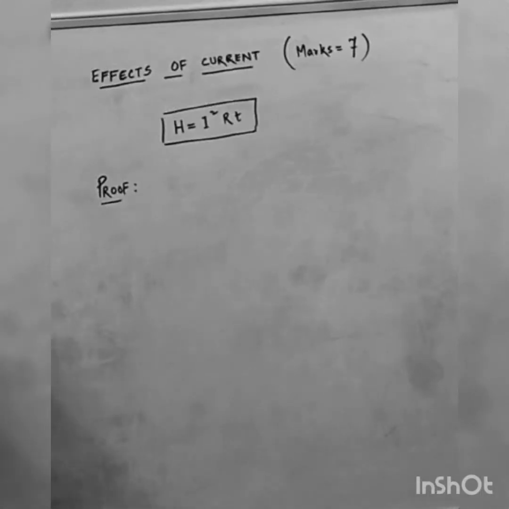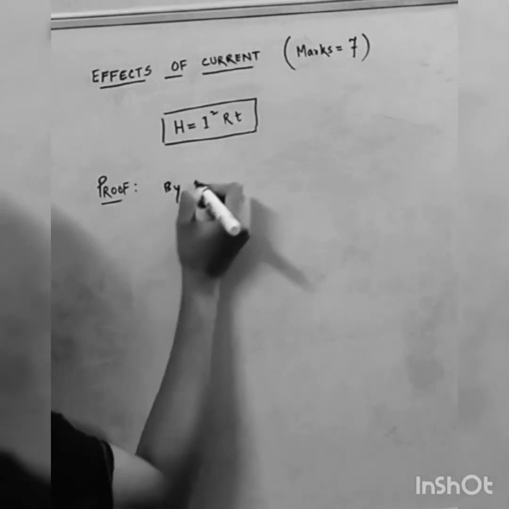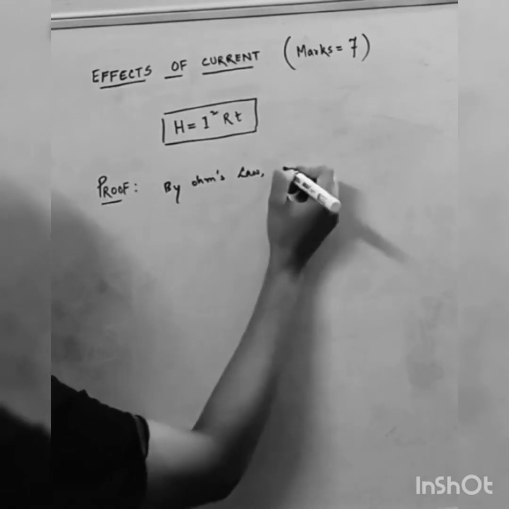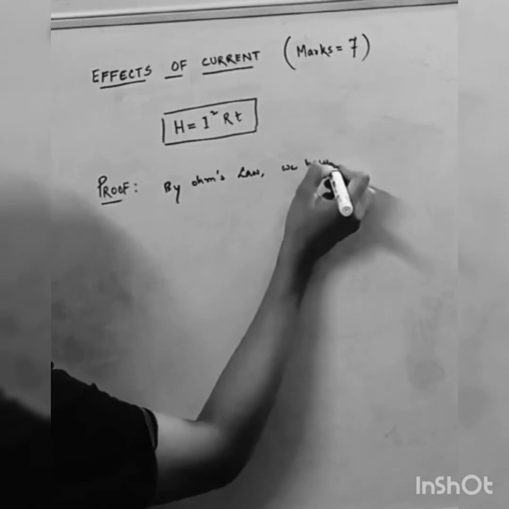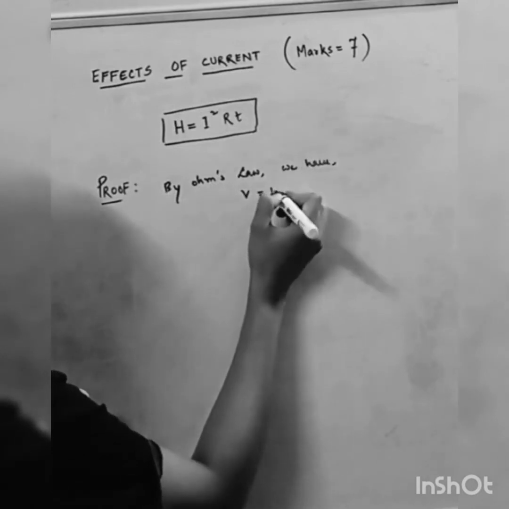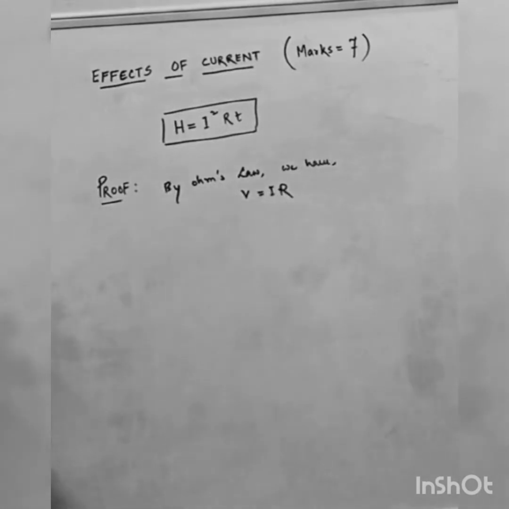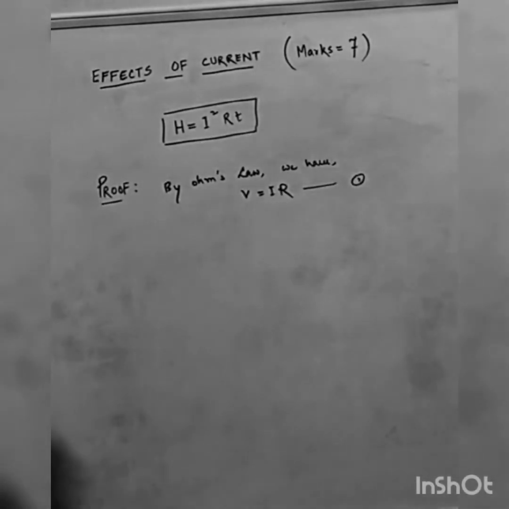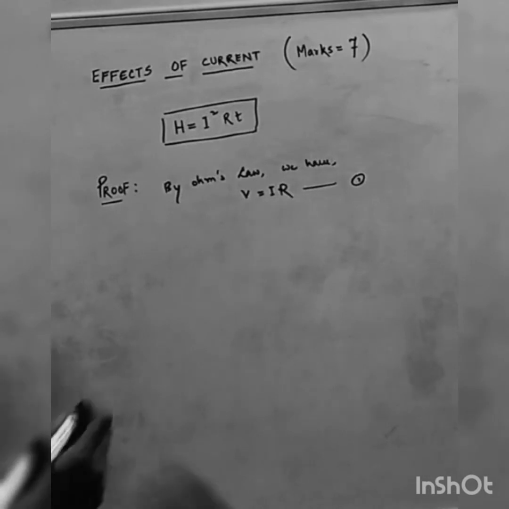So now we know that Joule's law of heating states that the heat generated by any conductor is equal to I square RT, and now we need to prove it. To prove it, first of all, we have to write Ohm's law. Ohm's law states that V is equal to IR. We write it as equation 1.